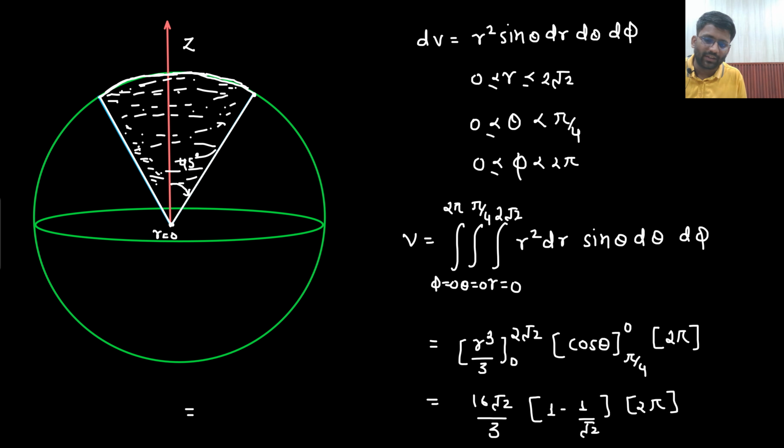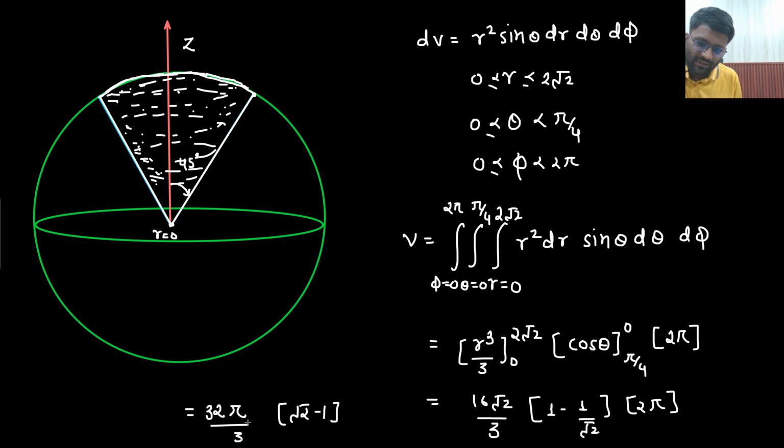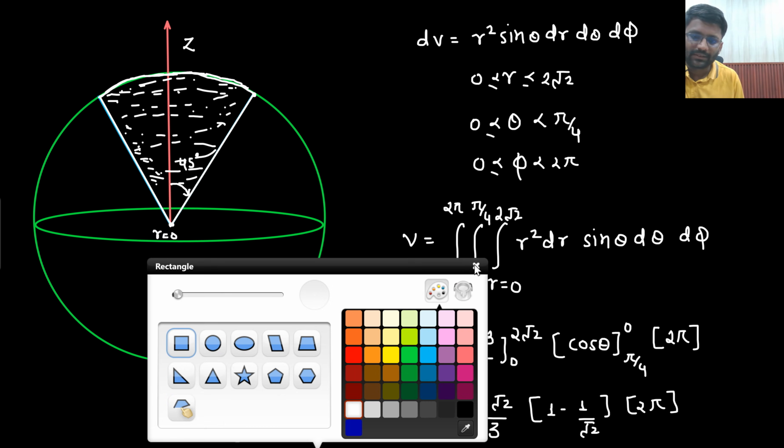16 into under root 2 is also there. Look, 16 into under root 2 into 2 pi. So 16 into 2 will be 32, then under root 2 is already there, then pi is there, divided by 3. Then under root 2 minus 1 divided by under root 2, so this under root 2 will get cancelled out. So 32 pi by 3 multiplied with under root 2 minus 1 is the answer. This is the answer that we are getting.